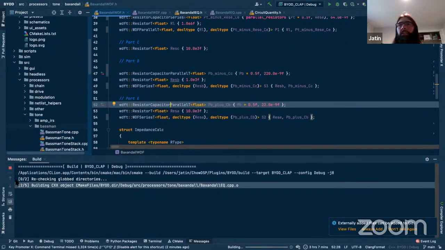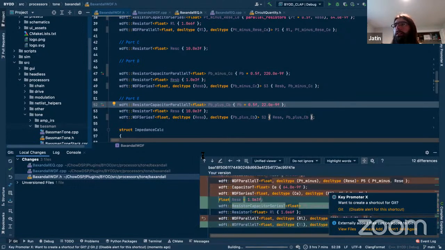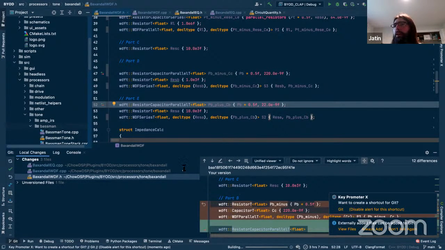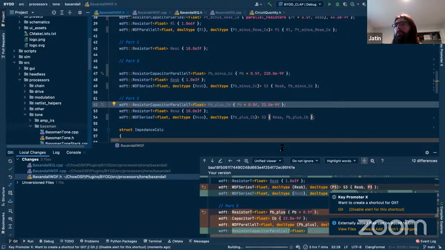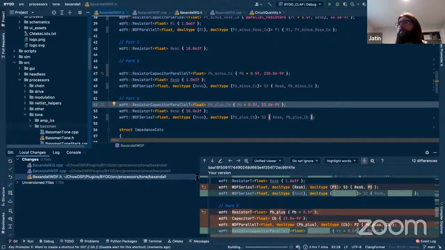That was a parallel connection, right? Make sure I got that right. So that was parallel. And that one was also parallel. Cool.